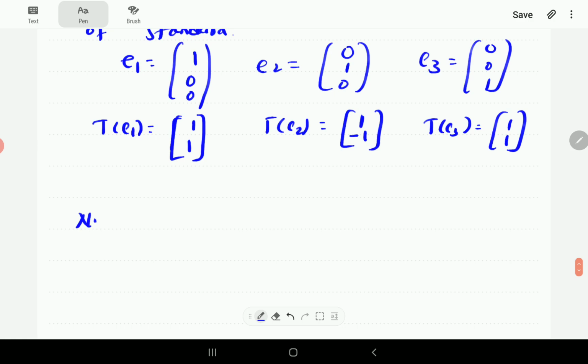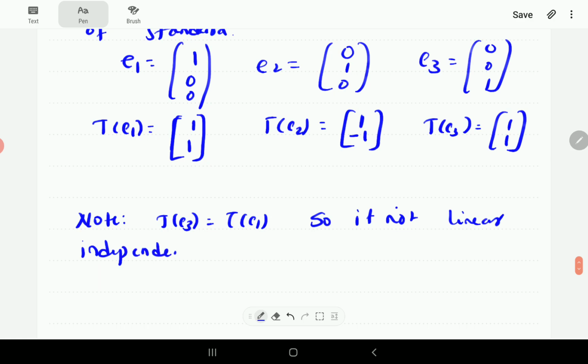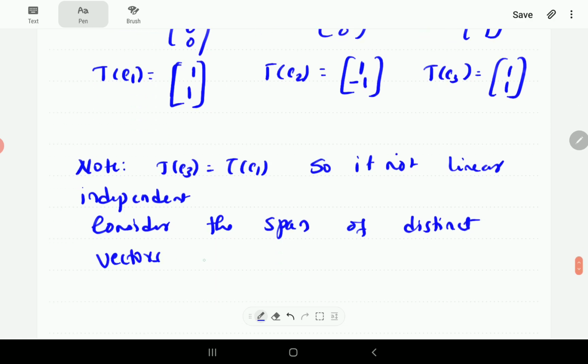Now here one thing we have to note. If you see T of E3 and T of E1, they are the same, right? So they are not linearly independent, they are linearly dependent. They are one and the same. So now we have to consider the span of the distinct vectors. What are the distinct vectors?